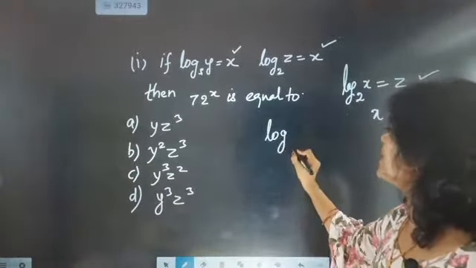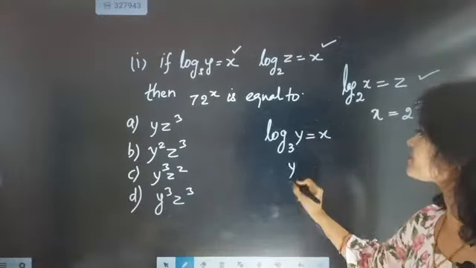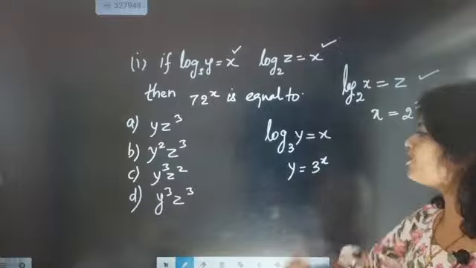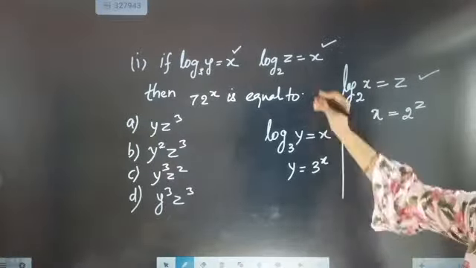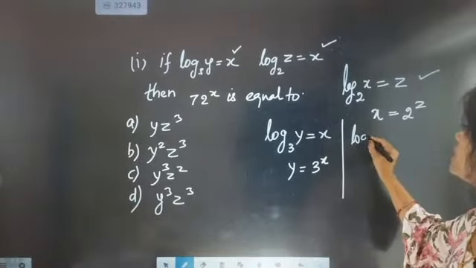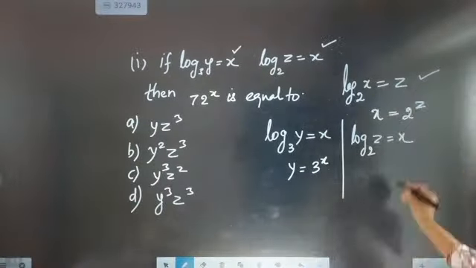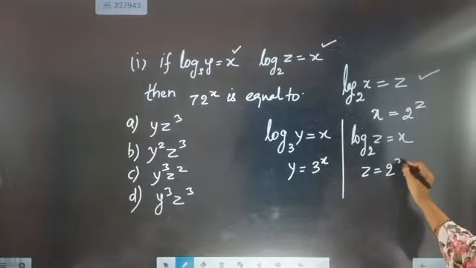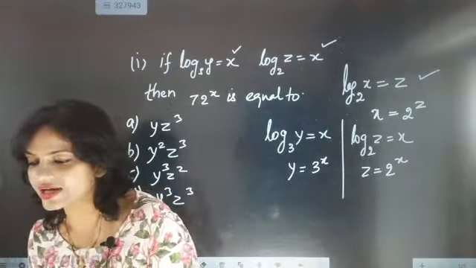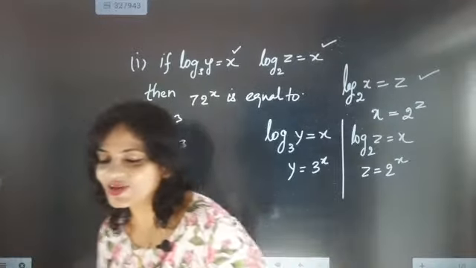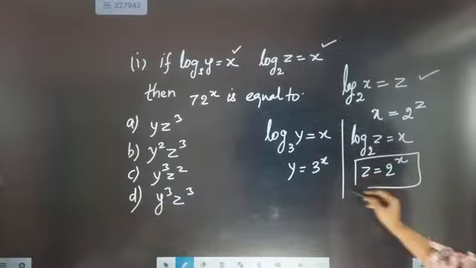Log base 3 of y equal to x is there. So y will be as it is, 3 to the power x. Now y is equal to 3 to the power x. That's it. Now next work. Log base 2 of z equal to x. Again shortcut. z will be as it is, 2 to the power x. Absolutely correct, Nasir. y is equal to 3 to the power x and z is equal to 2 to the power x.